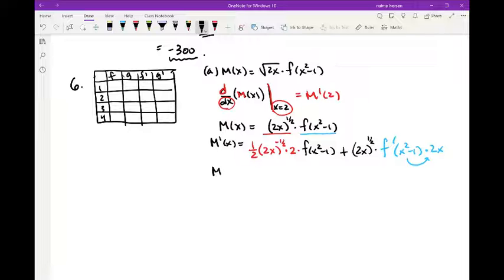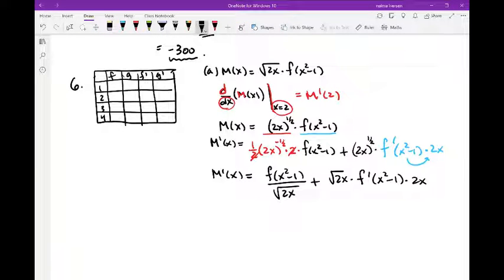Now I'm going to find what happens when x is 2. To simplify this, first those 2's cancel off. This really means that you've got f of x squared minus 1 over the square root of 2x. And over here, you've got the square root of 2x times f prime of x squared minus 1 times 2x, and you can put that 2x anywhere you want.